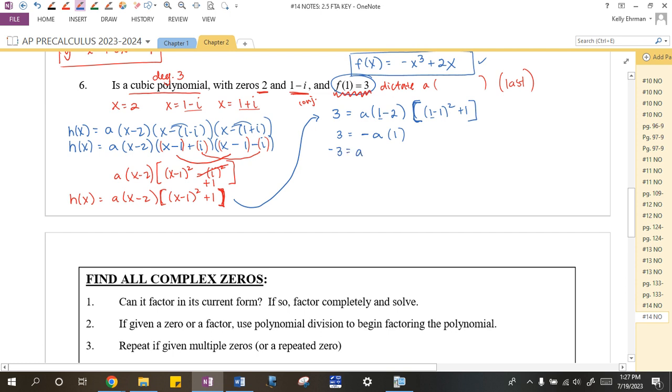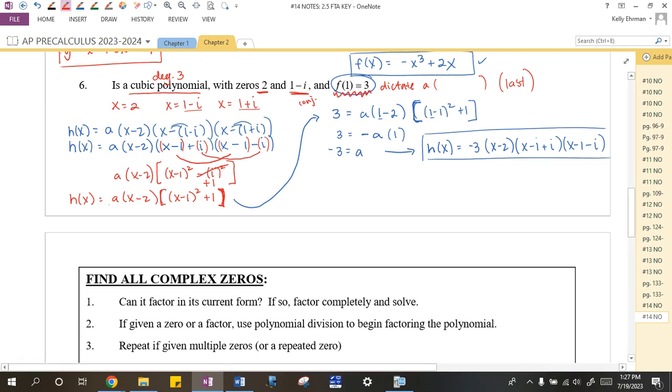All right, so that means I can finish my factored form. So here we go. Now I know h of x in its factored form is negative 3 times x minus 2, and I'm going to write this version where I distributed x minus 1: x minus 1 plus i, x minus 1 minus i. That would be my factored form of that problem.